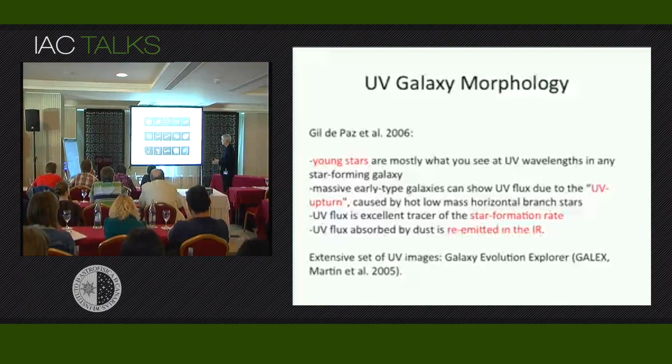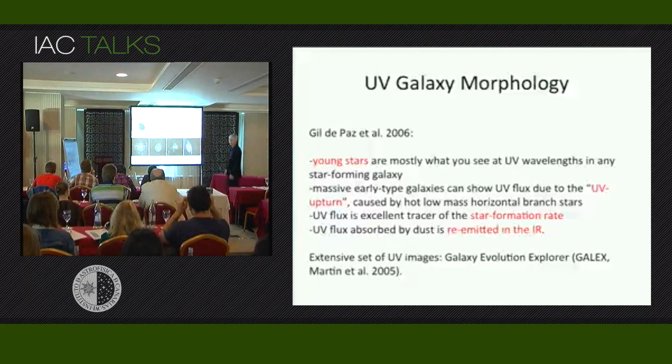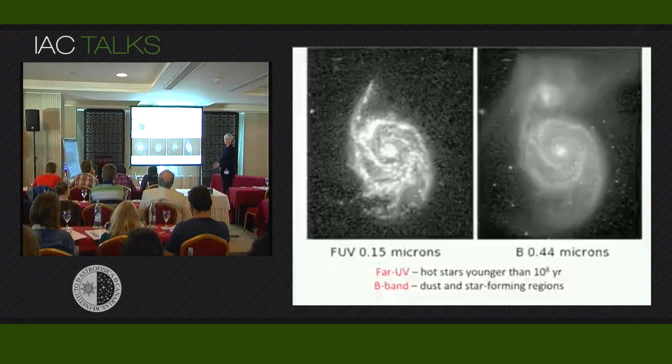Ultraviolet galaxy morphology is also very interesting. At ultraviolet wavelengths, you mostly see young stars. And as Rainer talked about, the massive early type galaxies show the UV upturn. That may be, and he listed other possibilities, due to hot horizontal branch stars. You can use the UV flux. We've already heard about star formation indicators, that this is thought to be one. And the UV flux is thought to be absorbed by the dust and then re-emitted in the infrared. And the Galaxy Evolution Explorer provided a huge database of UV images.